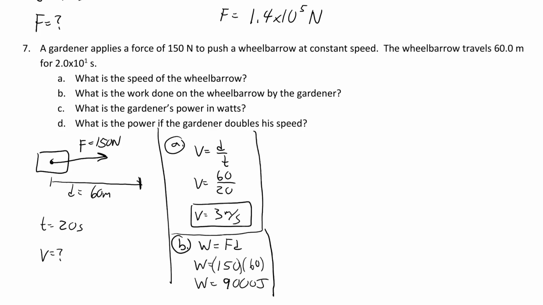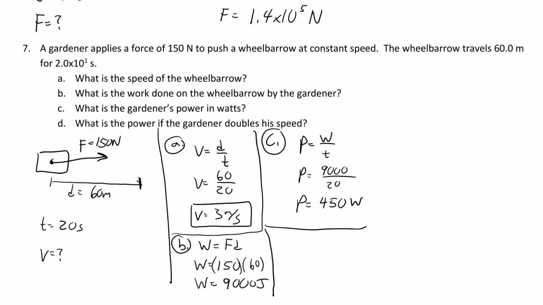Okay, now it says for C, what is the gardener's power in watts? Now that we know the work, we could just do P equals W over T. 9,000 divided by 20, so P is equal to 450. What are the units of power? That's right, it's watts. All right, so it says, what is the gardener's power? Good.